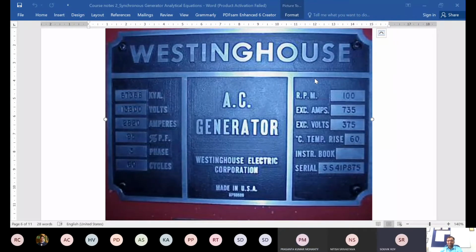Pramod wanted to say something. Sir, I think we can change the number of poles if we have to change the frequency. No, the number of poles is fixed. Would you open the generator and change its winding again? That is not possible. It is constructed that way.